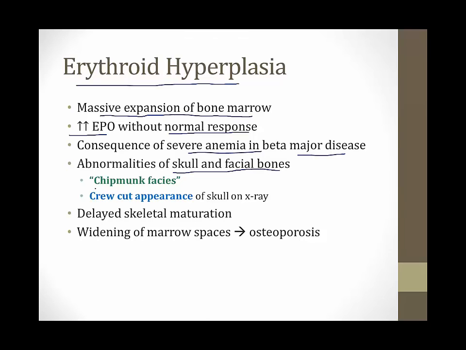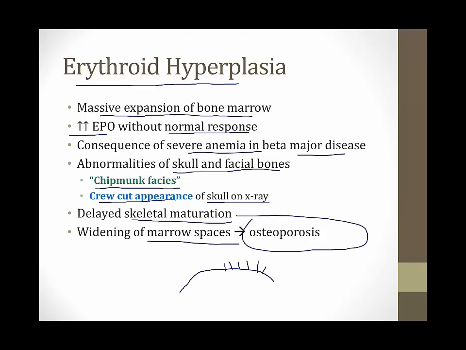One of the findings is called a chipmunk facies. You can Google this and see examples of patients whose faces look like they are chipmunks because of the skull abnormalities. You can also see what's known as a crew cut appearance of the skull on x-ray. This is where the skull has little fine points of bone sticking out of it that look like a crew cut. In addition, children, if they're left untreated, can develop skeletal maturation problems where their bones don't grow normally. They can also have widening of the marrow spaces, and this can lead to osteoporosis.